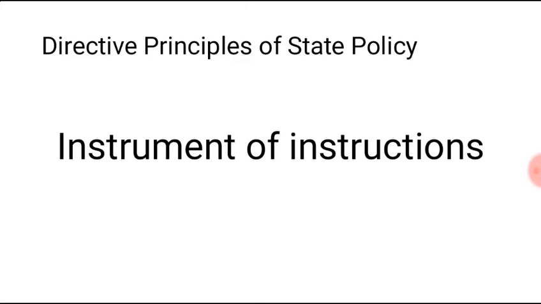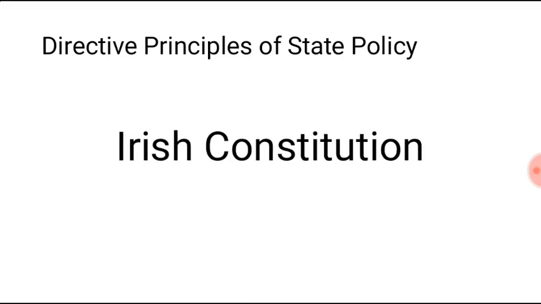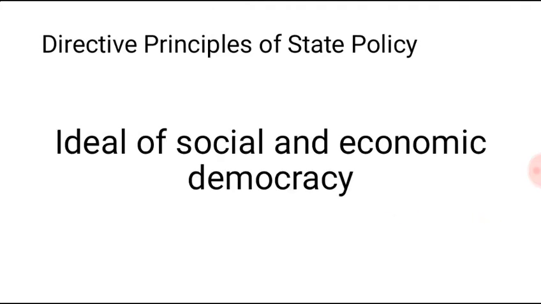The only difference between directive principles of state policy and instrument of instructions in Government of India Act 1935 is that while the instrument of instructions were instructions to executive, the directive principles of state policy are directions to the state, which includes both the legislature and the executive. The directive principles of state policy have been derived from the Constitution of Ireland.